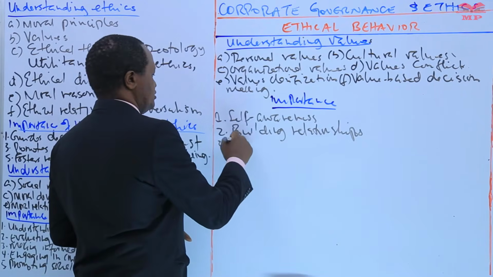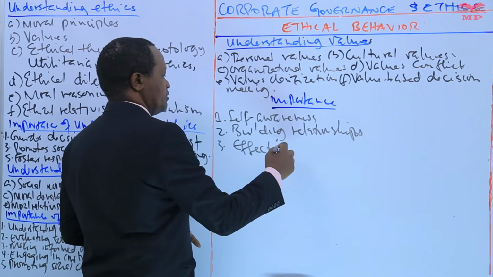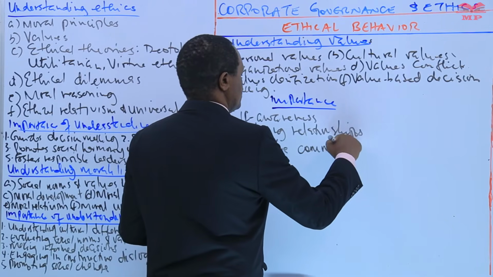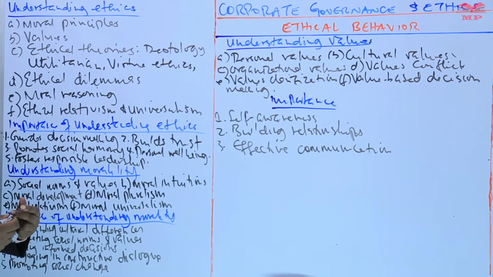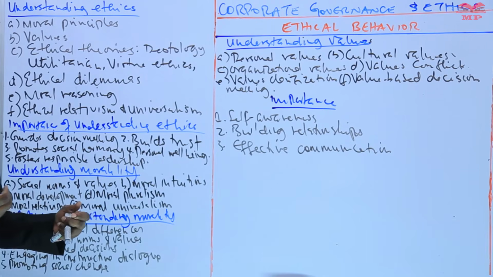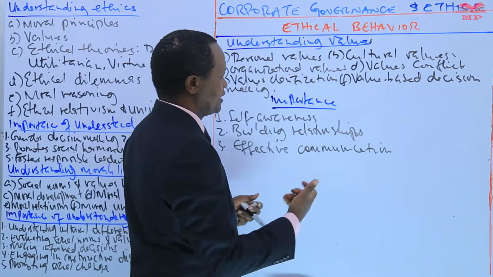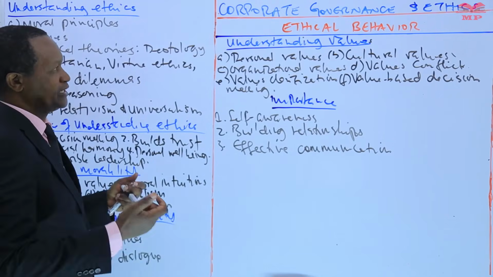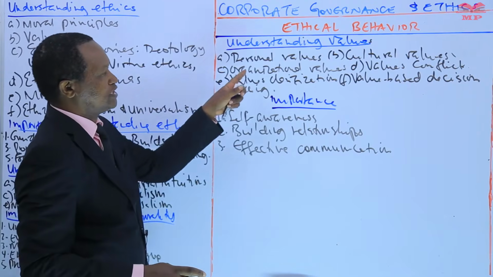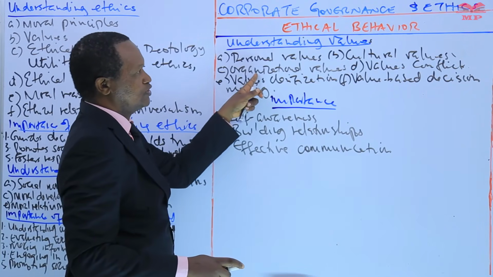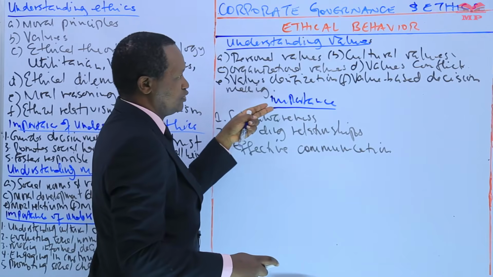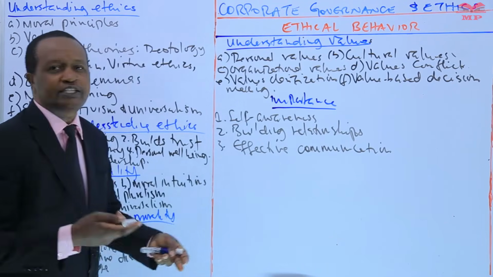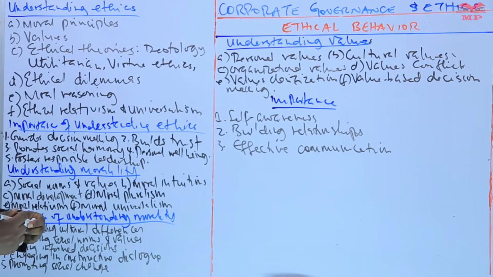3, effective communication. Understanding the values of others can help us communicate more effectively, and it can also help avoid misunderstandings. So it's important to understand values, because in understanding values, you don't just understand your personal values, but we understand organizational values and cultural values. We understand the conflicts that may arise. We understand value clarification and value-based decision making, and that can help in effective communication, right? Effective communication.